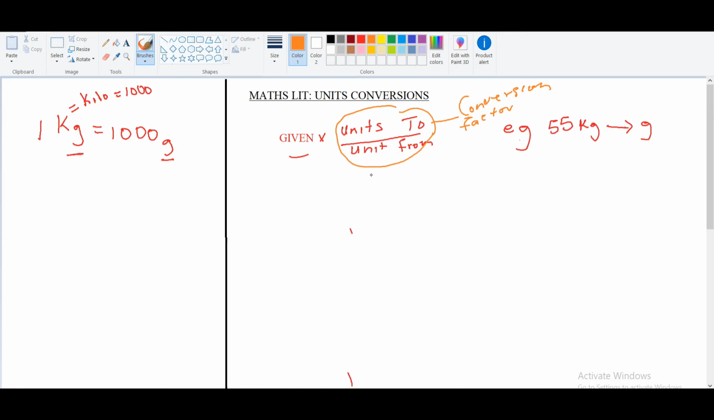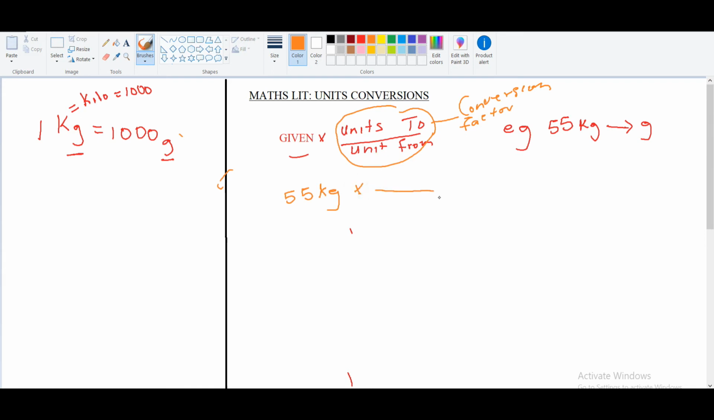So for example, let's take the 55 kgs. What are we given in this question? We are given 55 kgs and want to convert them into grams. So we write what is given. What is given is 55 kg, multiplied by the unit to.